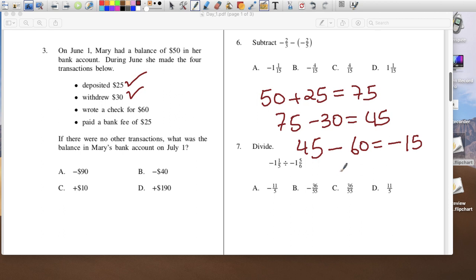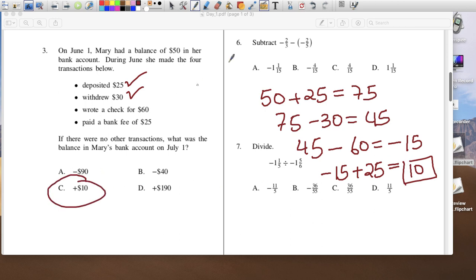And then she paid a bank fee of $25. So she was at negative 15, and she paid a bank fee of $25. So she put $25 in her account. And negative 15 plus 25 gives us positive 10. So she ends up having $10 in her account. And that's our answer.